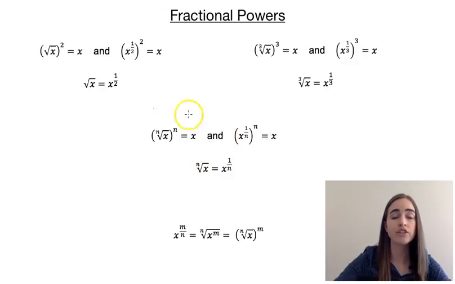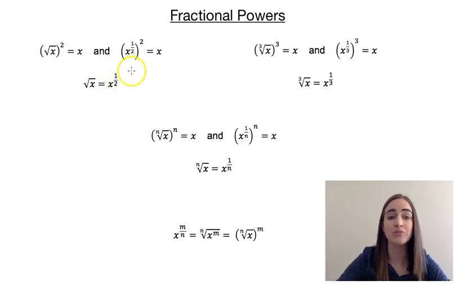All of the fractions that we've looked at up here have had a 1 in the numerator, so a half, a third, or 1 on n. But these sorts of rules also apply when our fractions don't have a 1 in the numerator. So the pattern there is if we have x to the power of m over n, that's the same thing as writing the nth root of x to the power of m, or we could write it as the nth root of x, all to the power of m. Those three things all mean the same thing.